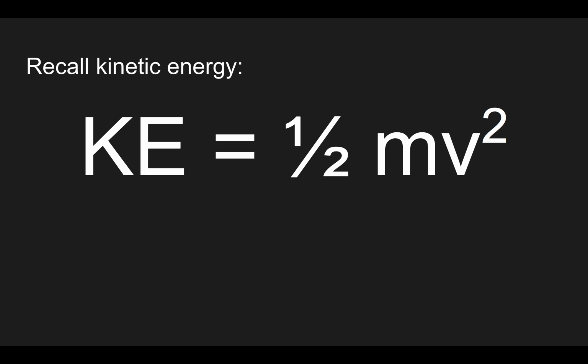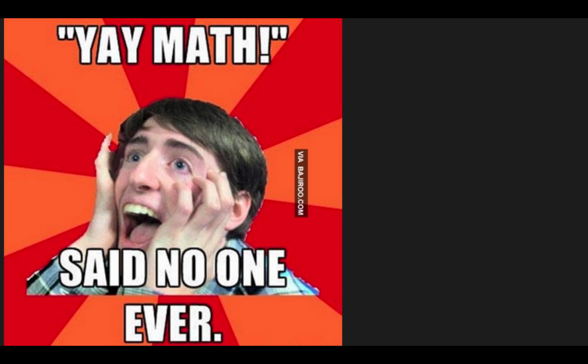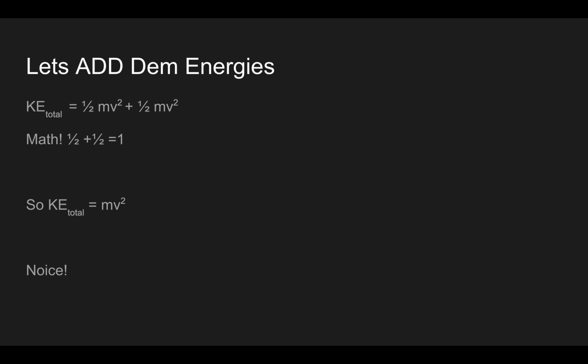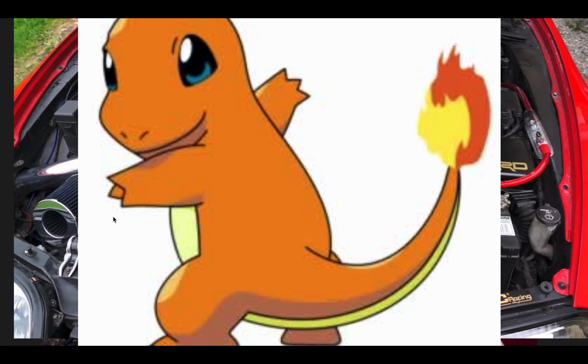Okay, so this is the kinetic energy equation. When we think about it, we have two cars, so we're going to add those two kinetic energies together. This was tricky for me because I kind of forgot that 1/2 plus 1/2 is 1. But anyway, here it is. Just reminding you guys, we have two cars, so they both have their 1/2 mv squared. We add them together, and we just get mv squared. Nice.